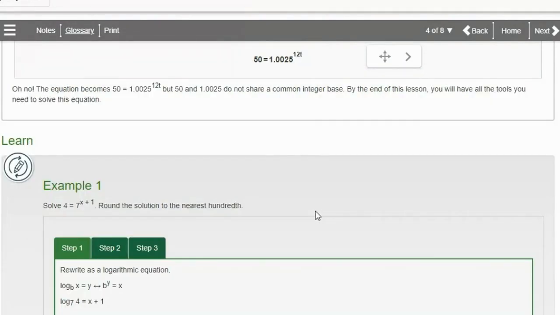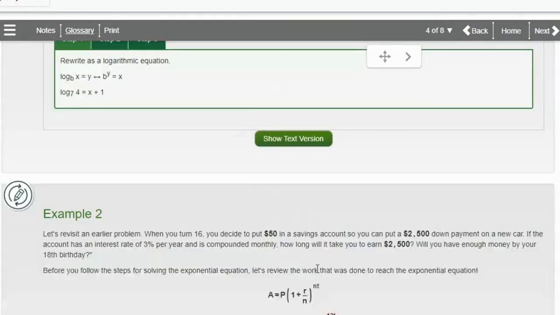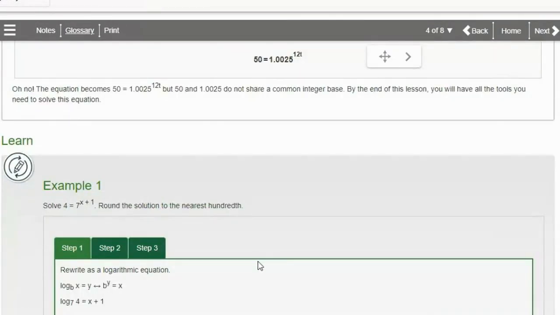So we're going to learn how to do this, right here at the bottom of the page. We're actually going to do this in just a minute, but let's look at a different problem first. So we'll come back to this. I'm going to go over here on the side and write this one down: 4 equals 7 to the x plus 1. And we're going to go through their steps there.